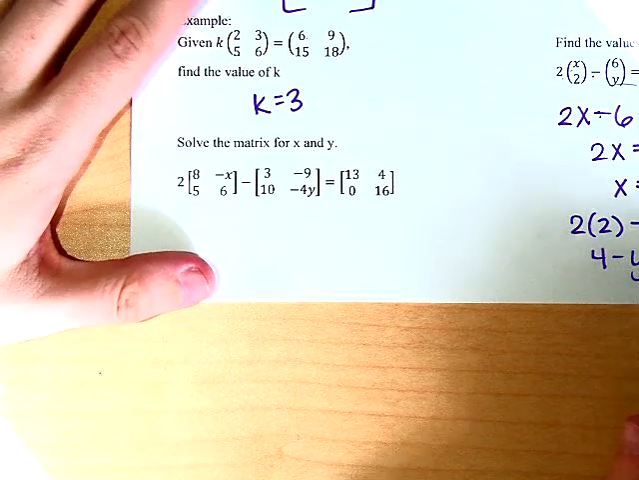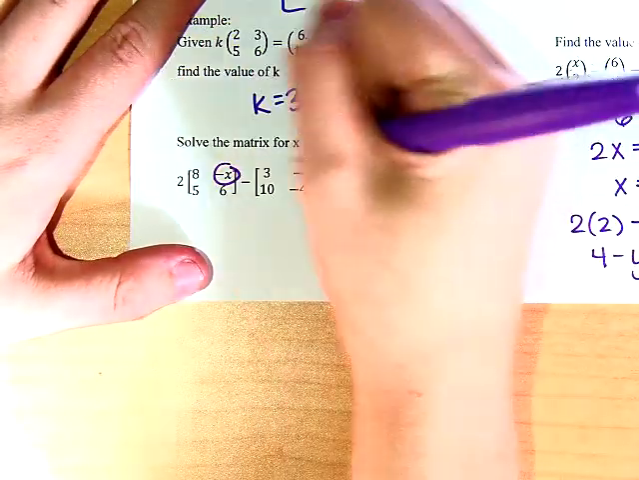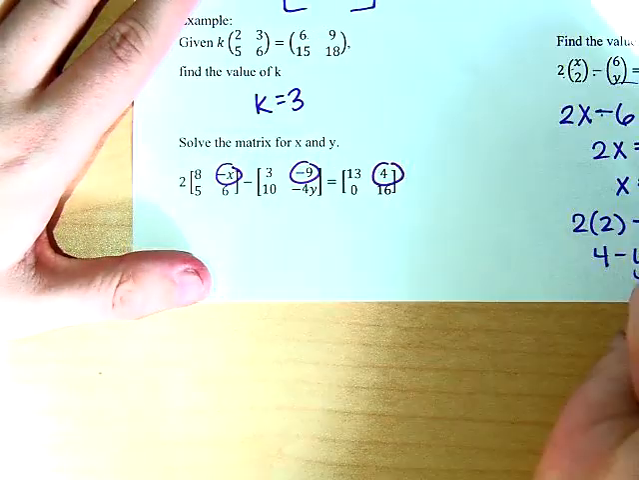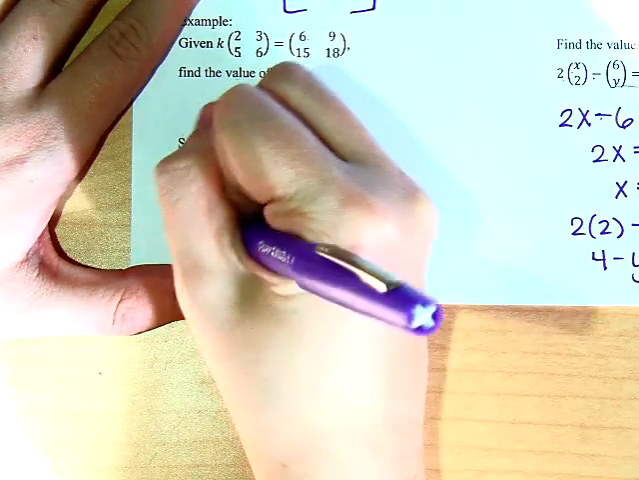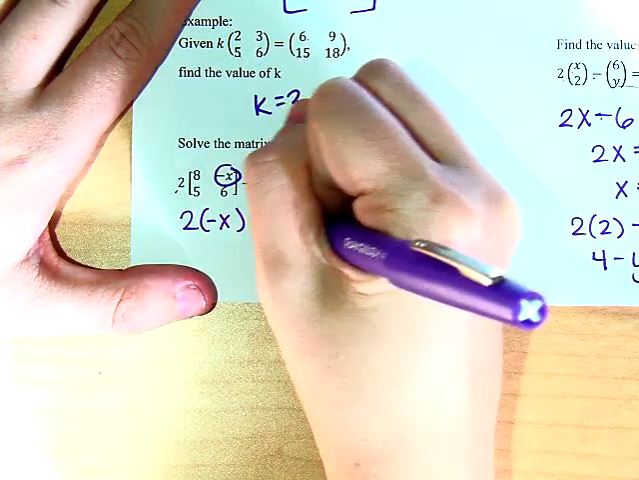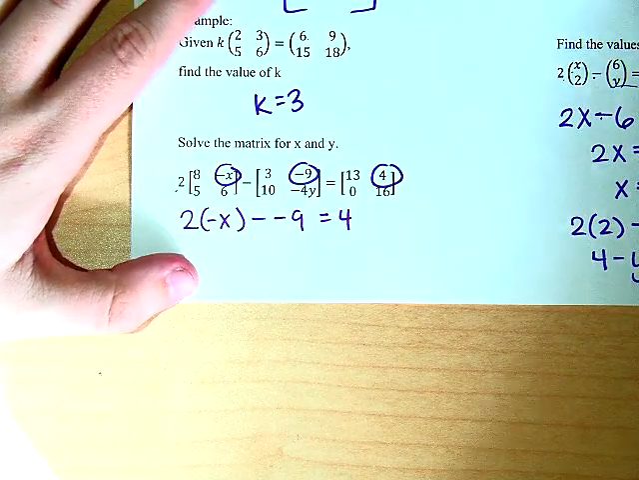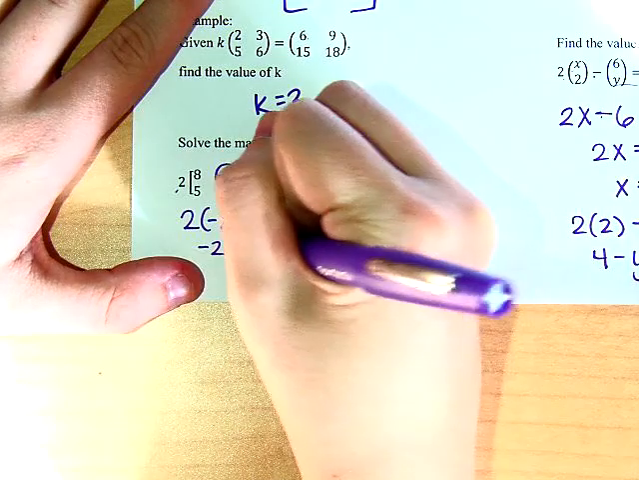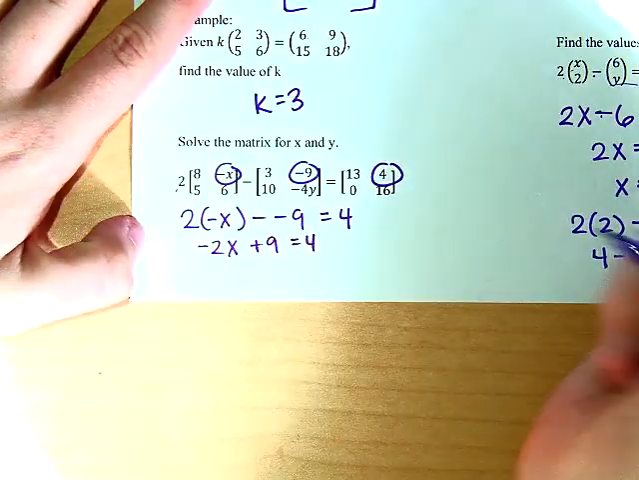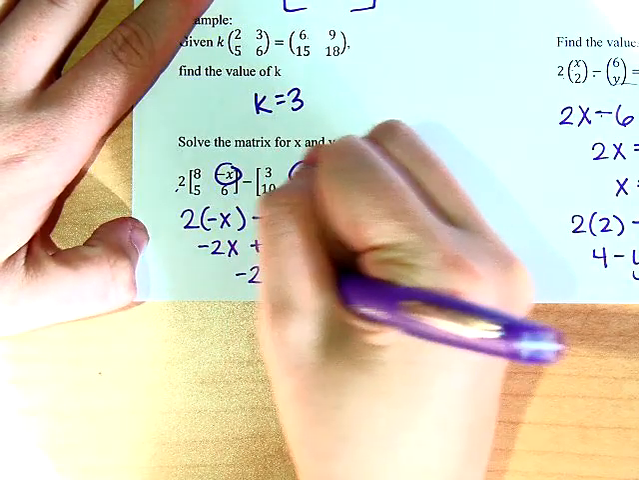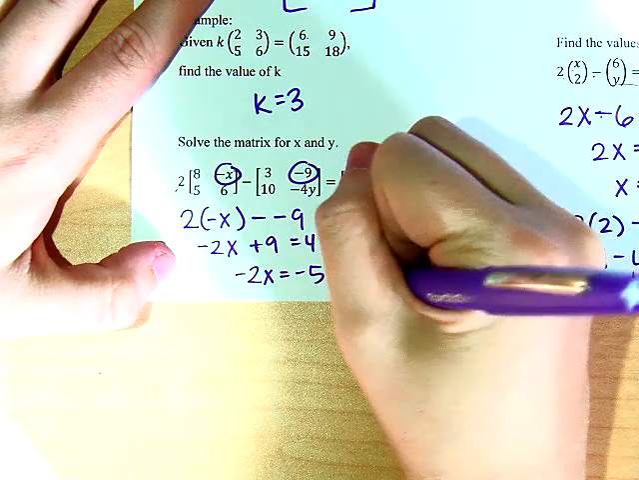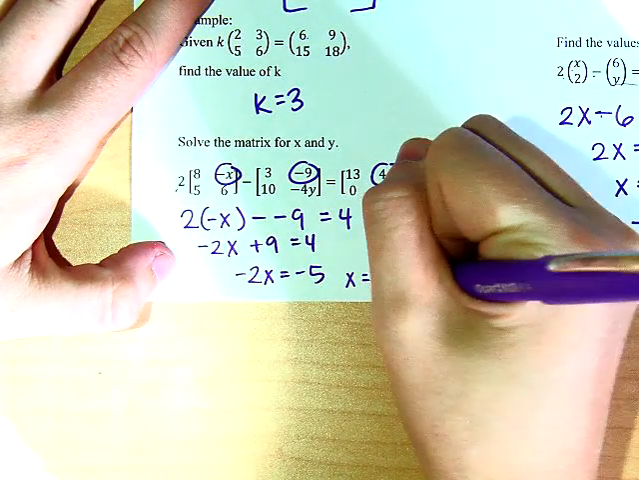One more here. So the matrix for x and y. I'm just looking at the x part. So I'm looking at this top corner. So it's 2 times -x minus -9 equals 4. So I have -2x plus 9 equals 4. So I got -2x equals -5. I get x equals 2.5.